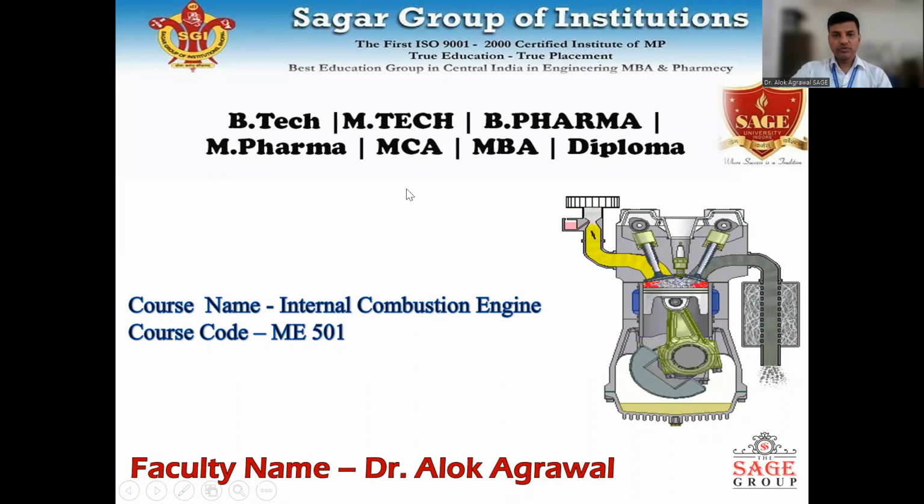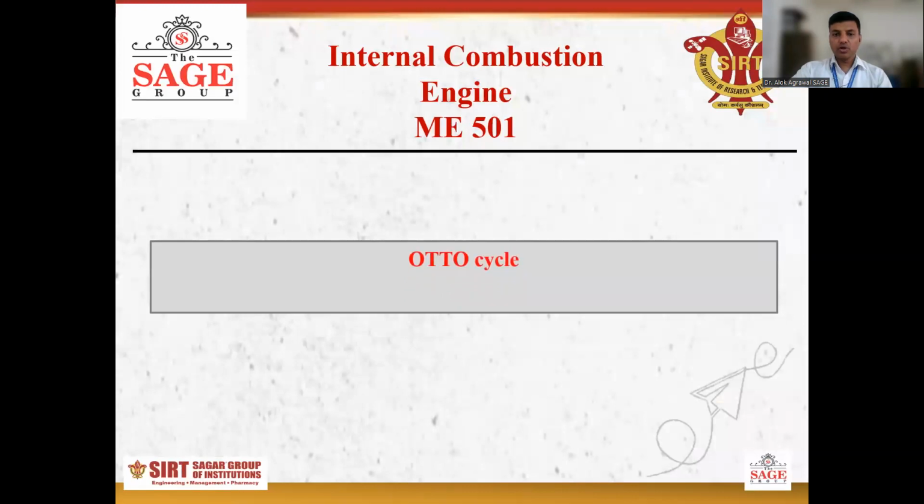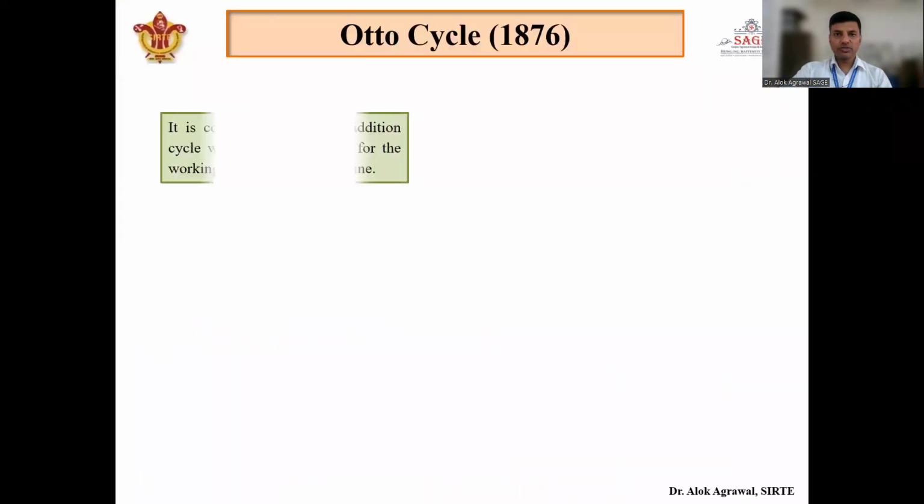In the last video, we have seen the air standard cycle, its assumptions, and the Carnot cycle, which is considered to be a standard air standard cycle. In this video, we will study the Otto cycle, on which the spark ignition engine works, and the diesel cycle, on which the compression ignition engine works. So let us start with the Otto cycle.